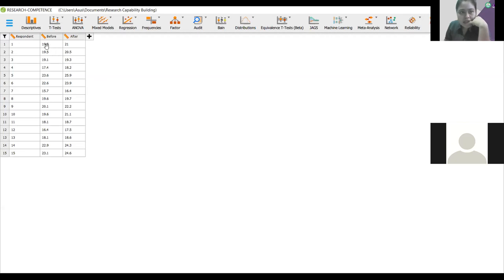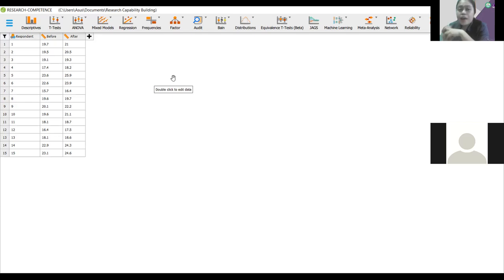But let's first check if the data is correct. Actually, this respondent column is not correct because it is not scale data. Respondent number 1, number 2, number 3, that is a nominal data actually. They are not real numbers. That is just used to identify the respondents. But the before and after are correct. Both are set to scale because these are real numbers coming from the scores of the participants in the questionnaire.